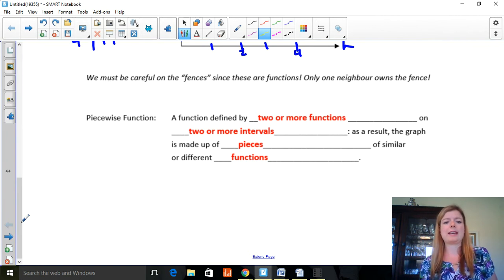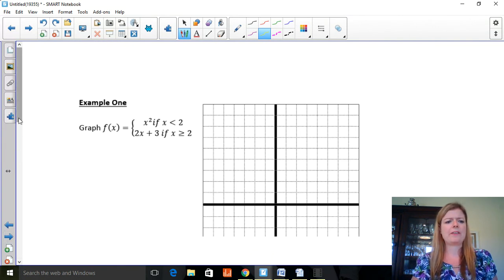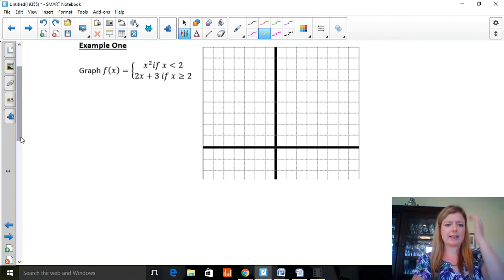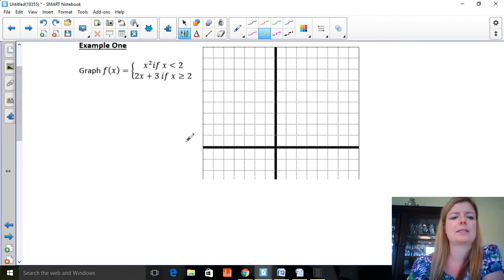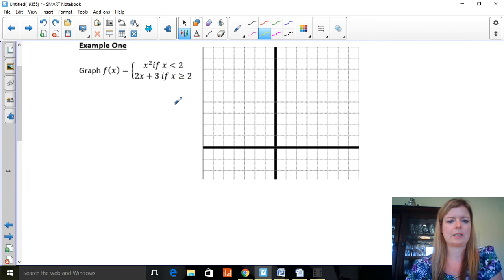So a piecewise function then is a function defined by 2 or more functions on 2 or more intervals. As a result, the graph is made up of pieces of similar or different functions. So if I give you a piecewise function like this, the first thing I do is deal with the fence. So the fence here is at 2, okay? So I want to first figure out which has a closed dot. So this is a closed dot here, right? Because it has the equal. So that's going to be a closed dot. And this will be an open dot.